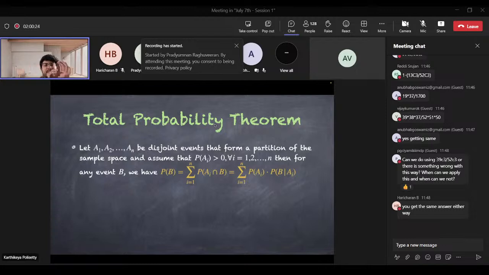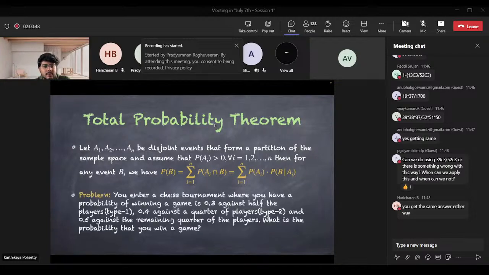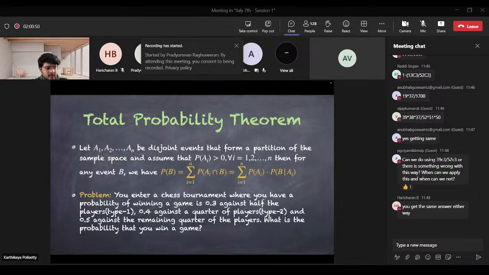Then when you split it up into each term, we'll get the summation over i equal to 1 to n of P of Ai intersection B. So by applying the conditional probability formula, we get sigma i equal to 1 to n, P of Ai times P of B given Ai. Is that clear? Everyone with me?